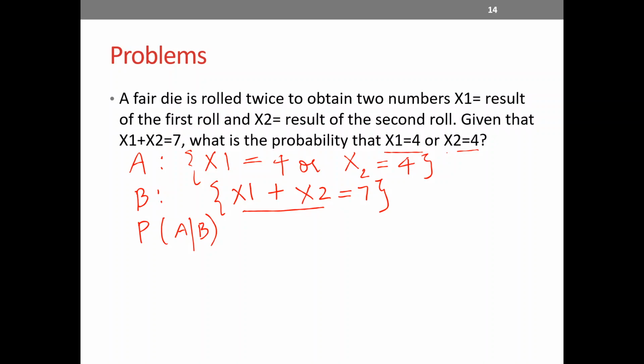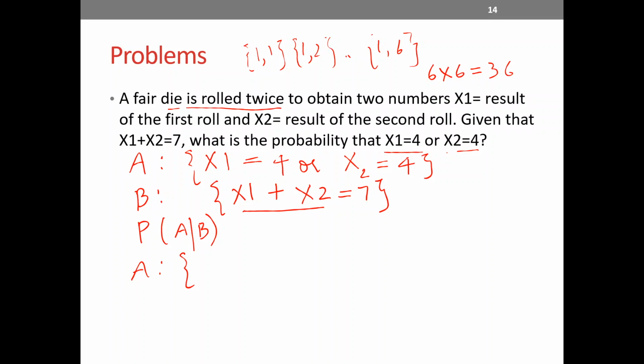I know that when a die is rolled twice, the number of possibilities is 36. Because I'll have all these: 1,1, 1,2, and so on up to 1,6, and then each number up to 6, because we have the numbers from 1 to 6 on a given die. So this is 6 times 6 possibilities, which is 36. This is the total number of possibilities. Now let me look at how many possibilities there are for A. Let's go and count those.